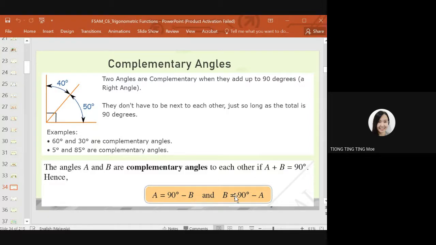Okay? 60, 30, complementary. 5, 85, complementary. Other examples are 10 plus 80, 40 plus 50, 20 plus 70, and so on. As long as the sum of the two angles is 90 degrees, then we can say that they are complementary angles. Okay?